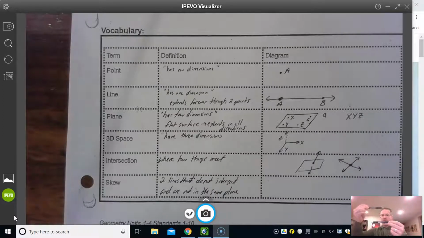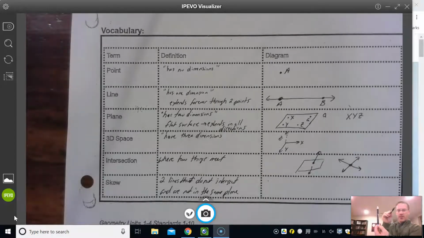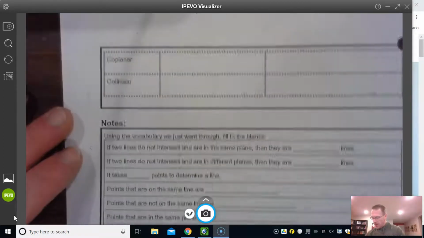I know that might be a little bit hard to see. You can see it looks like they intersect that way, but if I rotate, you can see that they don't intersect, because they're not in the same plane. So that's what skew means. It's a little hard to draw, but they're just not in the same plane. All right, let's go back over here.